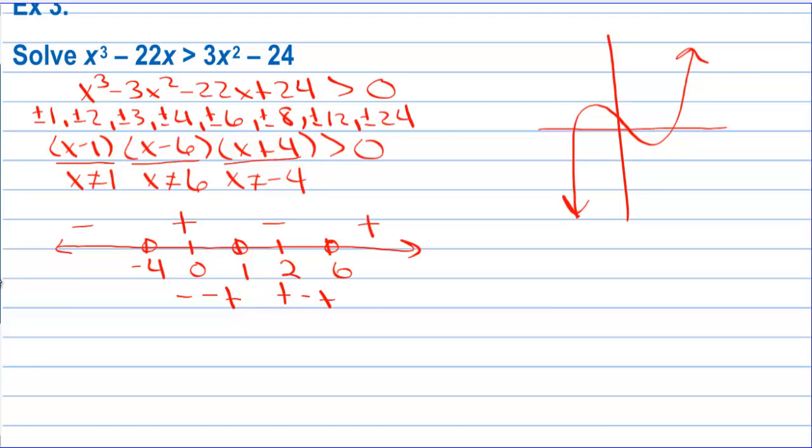So that's a negative. Now we're looking for the positive values. So the answer is negative 4 to 1, union with 6 to infinity. That's where this function is positive or greater than 0.